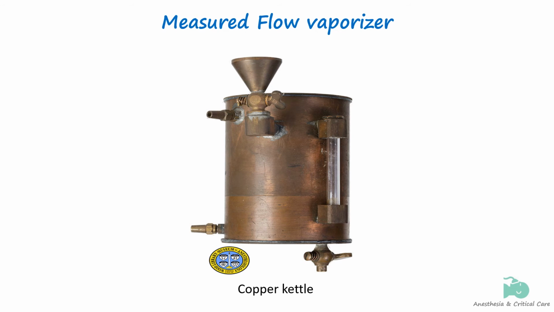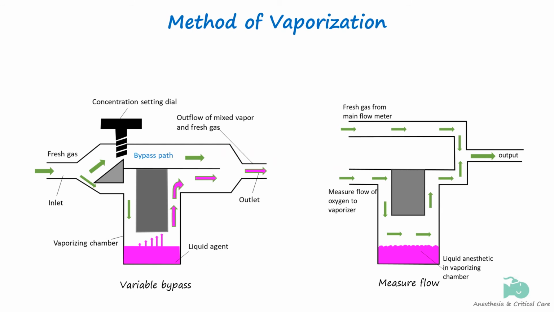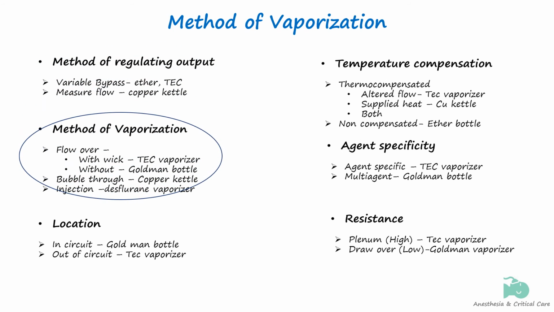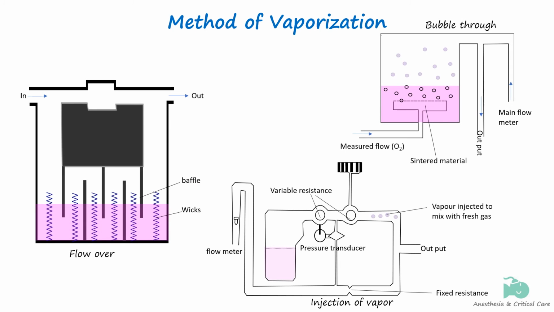The copper kettle vaporizer introduced in the early 1950s used the measured flow method to regulate the vaporizer output. In the previous video, we learned about how the high concentration of anesthetic agents in the vaporizing chamber is diluted with fresh gas to output a gas mixture that is safe for clinical use. In this video, we are going to discuss the methods used to improve the efficiency of vaporization in the vaporizing chamber to ensure consistent vaporization and even mixing of the anesthetic and the carrier gas. The methods used are flow over, bubble through, and injection technique.